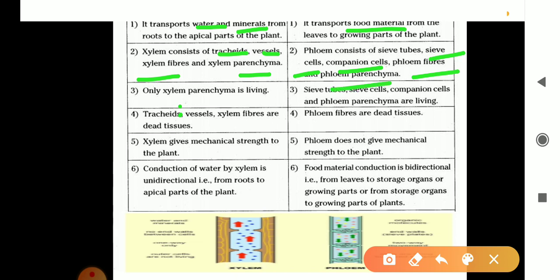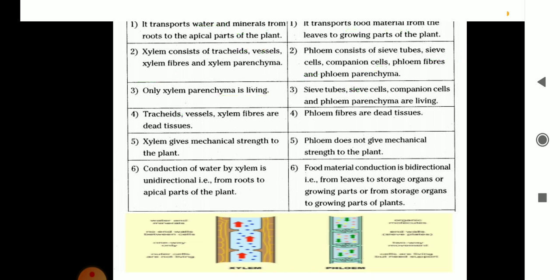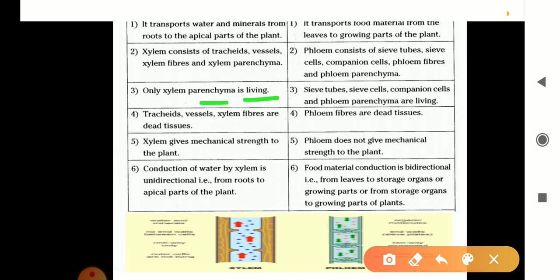Then third, in the xylem, only parenchyma is living, the other three components are dead. Whereas in the phloem, sieve tube cells, sieve cells, companion cells, phloem parenchyma, these all are living. Only the dead part is phloem sclerenchyma, or we can say phloem fibers. Tracheids, vessels, xylem fibers are dead tissue. Here it is written phloem fibers are dead.